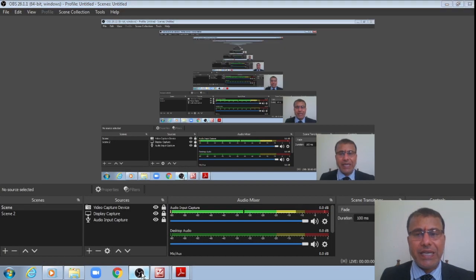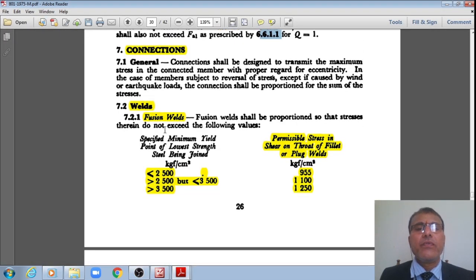Now, if you understood that, students, let us move to the next subheading, the connections, right? First one is fusion welds. For fusion welds, the specified minimum yield point of the lowest steel being joined, let us say less than or equal to 2500 kg force per centimeter square or 250 Newton per mm square, the permissible stress in shear on the throat of the fillet or the plug weld is 955 kg force per centimeter square, or 95.5. Therefore, for 250 Newton per mm square, we would have 95.5, which is approximately 0.4 Fy, right?